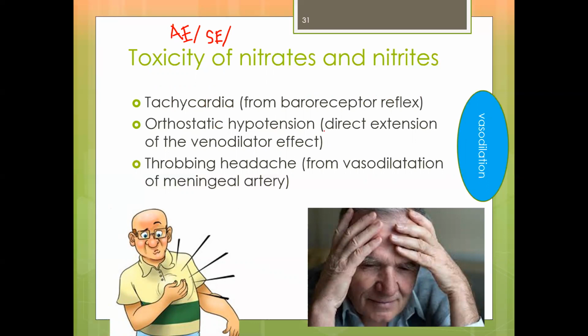So this is a direct extension of the venodilator effect. So veins are being, the vessels are being dilated. So from the dilatation, of course, you might get a hypotension, lowering of the blood pressure, and then a throbbing headache from vasodilatation in the meningeal artery. Okay, meningeal artery.